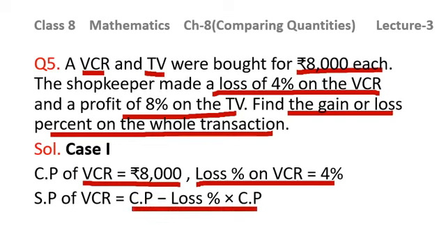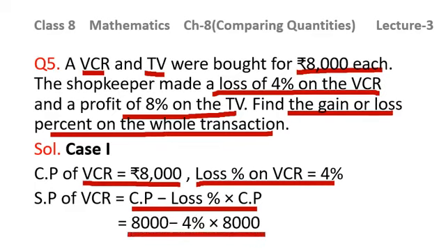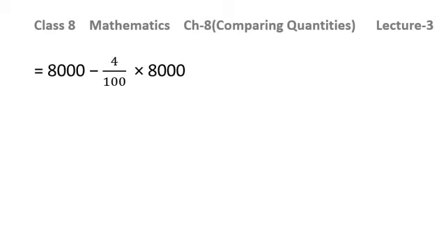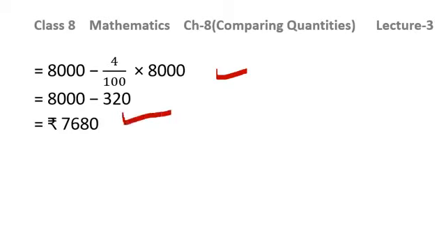We know this formula. So 8,000 minus 4% of 8,000. Loss percent is 4%, CP is 8,000. So SP will be CP minus loss percent of CP, that is 8,000 minus 4% of 8,000. So it will be 8,000 minus 4 over 100 into 8,000. So it will be 8,000 minus 320. It will be 7,680. So for VCR, we have calculated SP as 7,680.